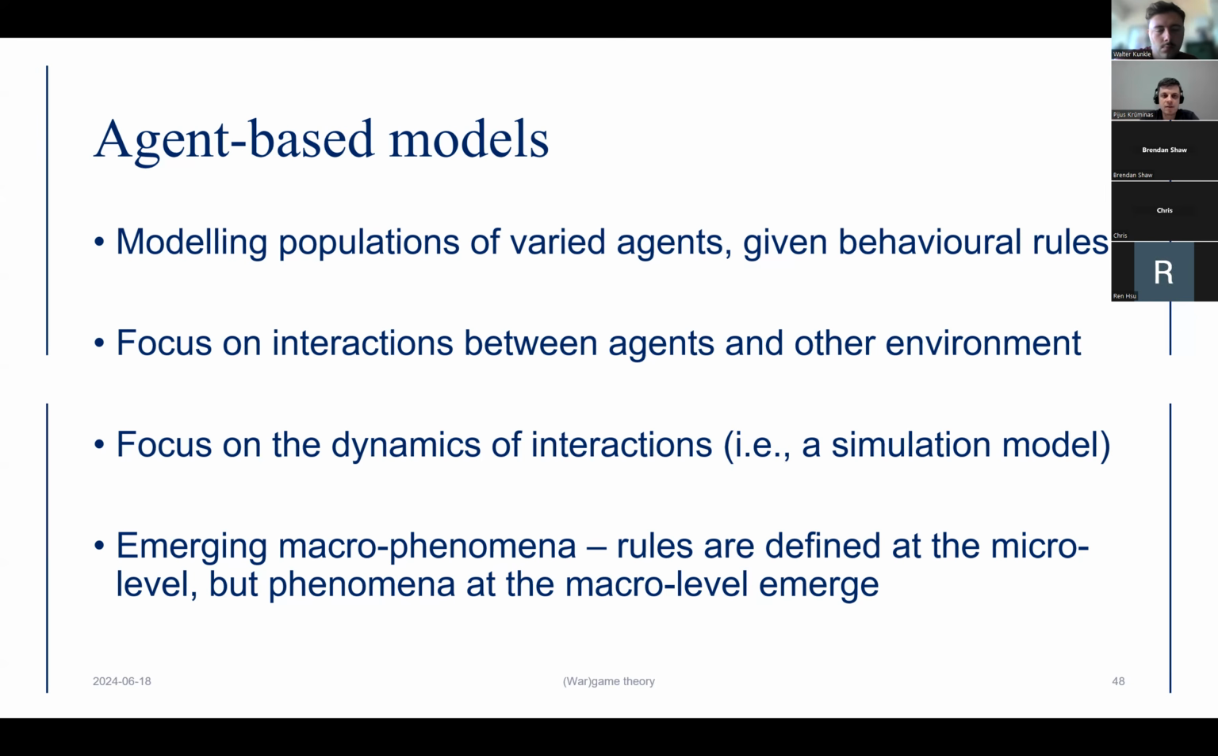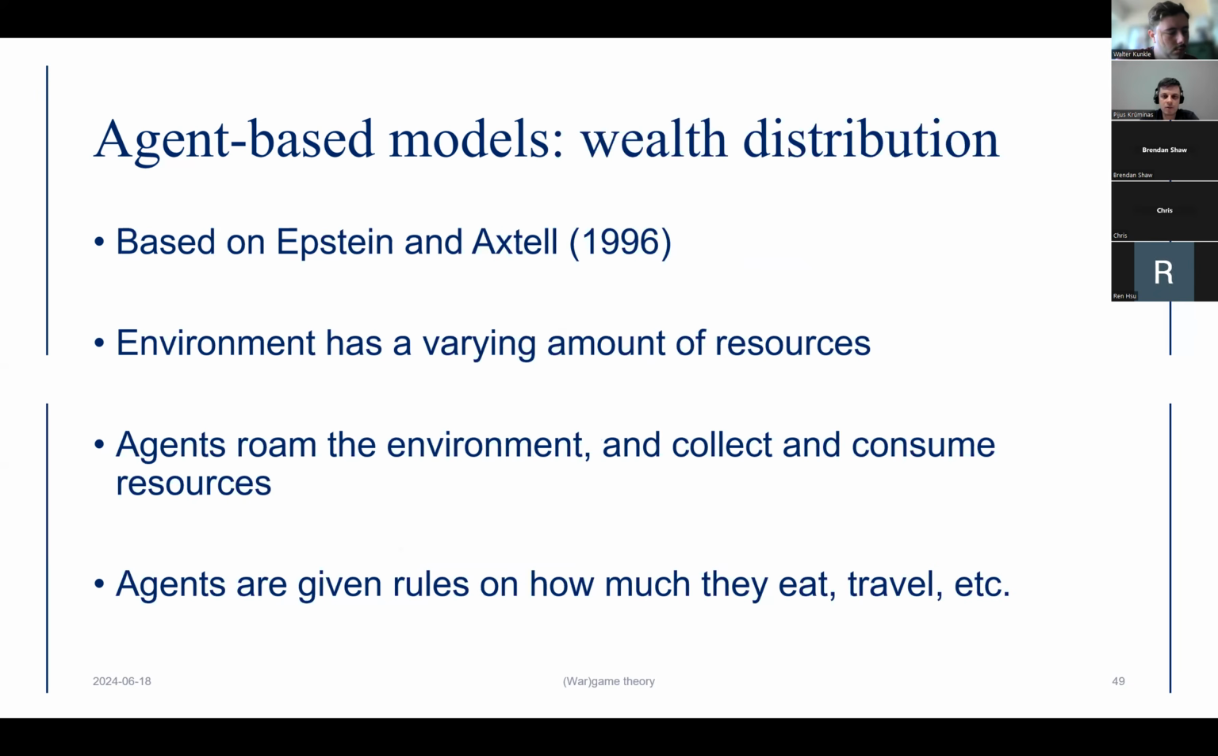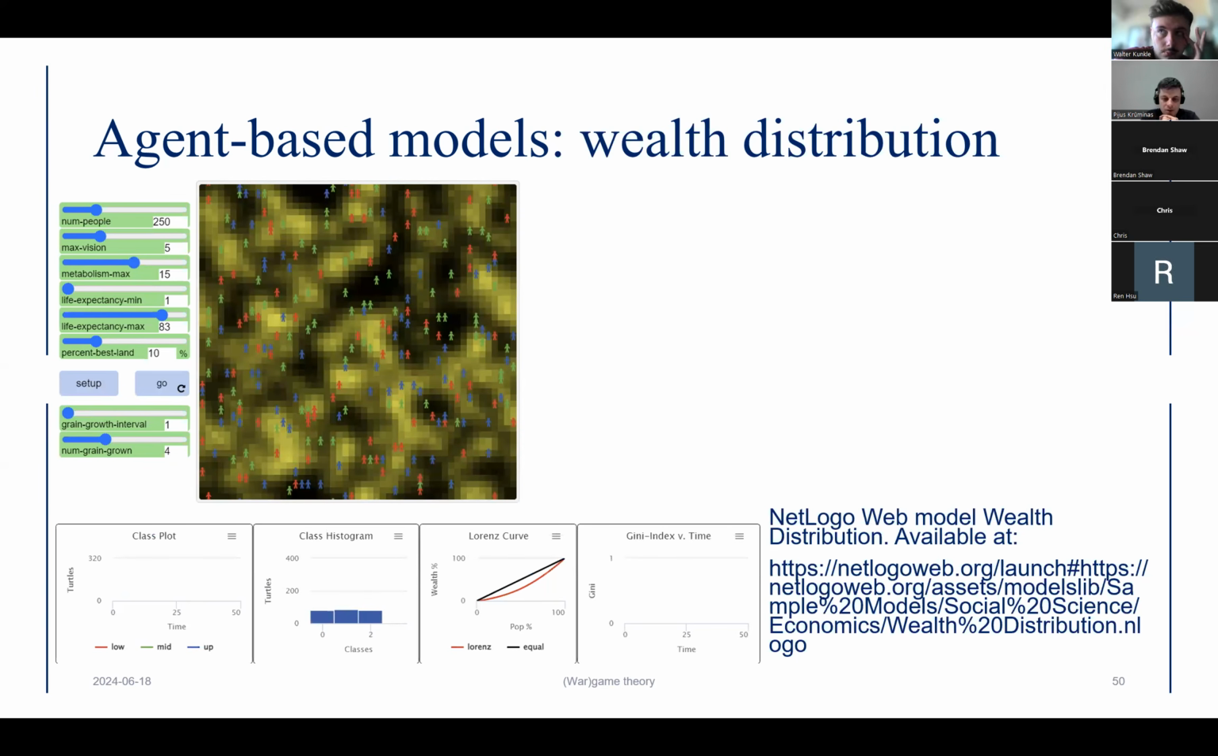And again, to make things a bit easier to follow, let's look at a particular example, the model of wealth distribution that's based on Epstein and Axtell 1996, where basically you have an environment with resources and agents roaming the environment that collect and consume resources. If they're in a space with a lot of resources, they collect those resources, they consume them over time, and so on. Then each individual agent is given rules. They can be specified, they can be randomized, on how much they consume of those resources, how far they can go, etc. So this is how such a model could look like.